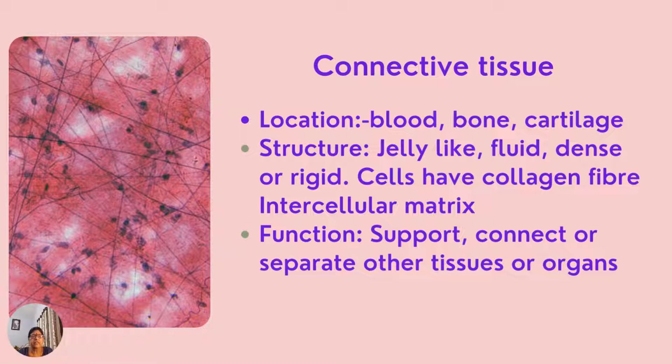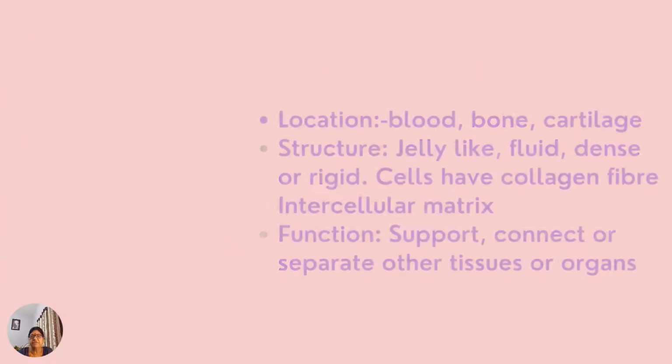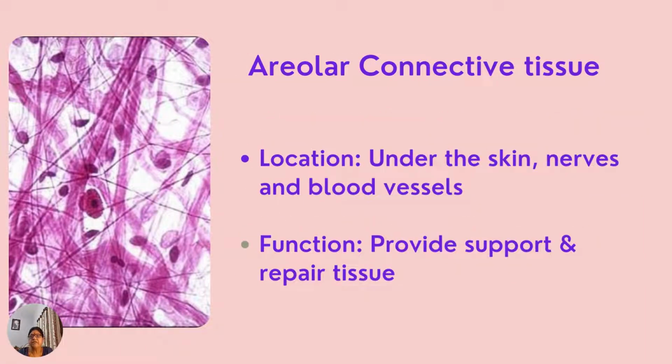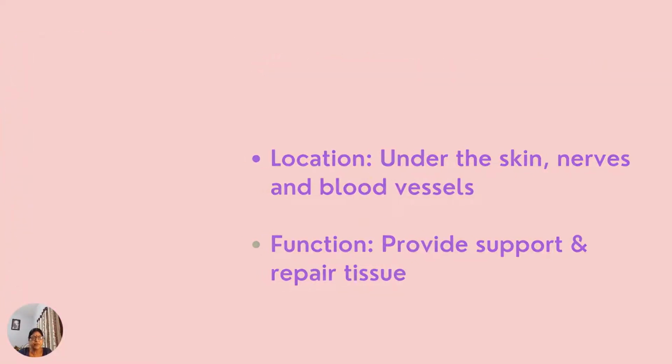Let us look at the different types of connective tissue. The various types of connective tissue include areolar, adipose, bone, cartilage, and fat. All cells are involved in secretion of collagen except for blood. The areolar connective tissue is found under the skin, surrounding nerves and blood vessels. Their main function is to repair tissues and provide support.